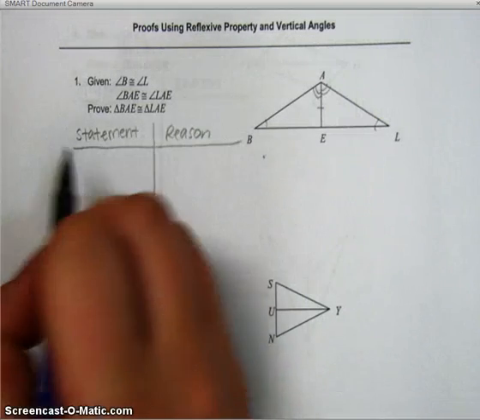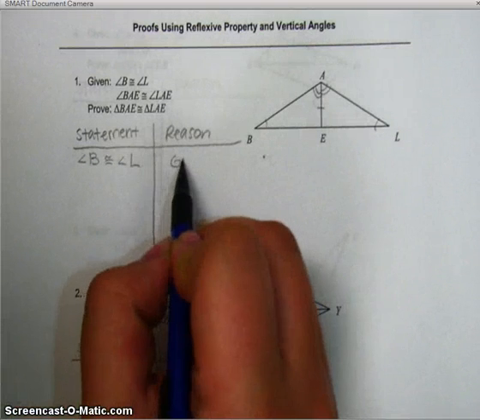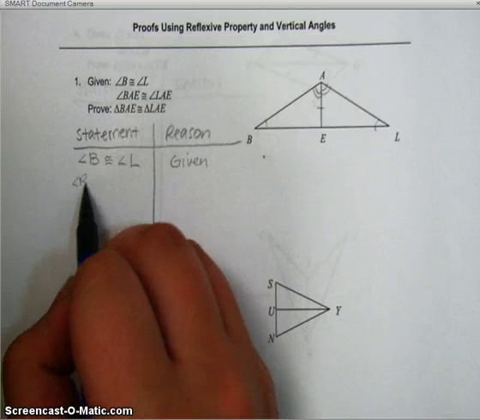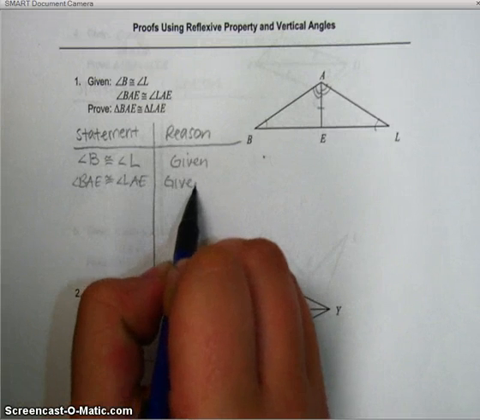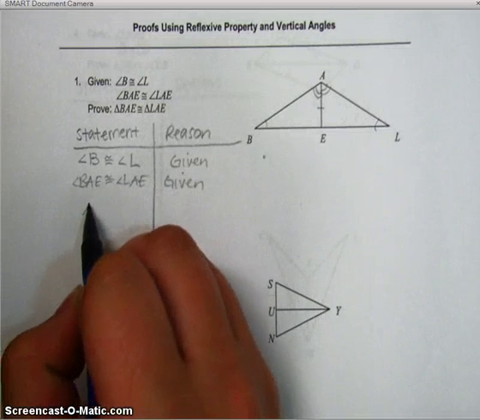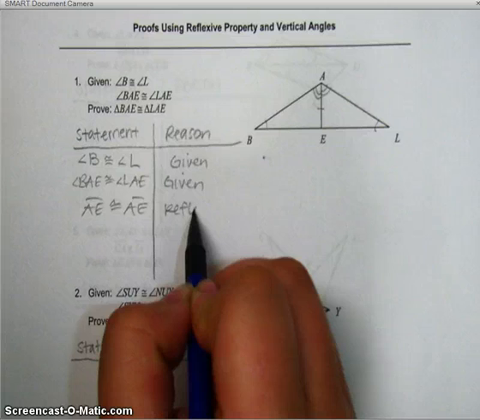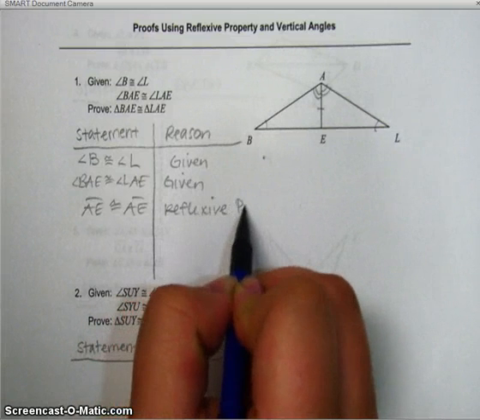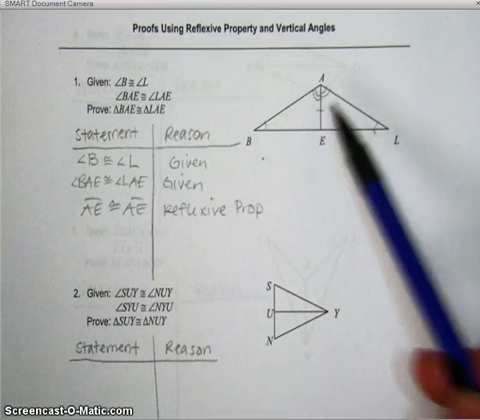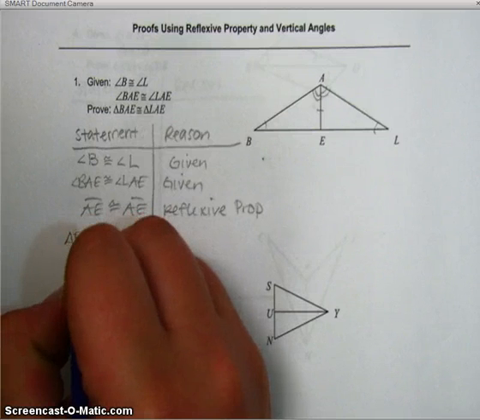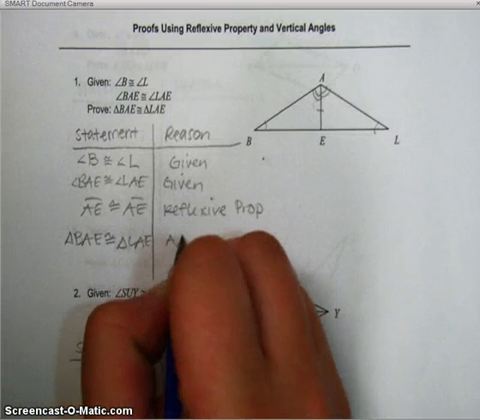So this one's pretty simple. We're just going to write what we're given. So angle B is congruent to angle L. Angle BAE is congruent to angle LAE. And then we know AE is congruent to itself by the reflexive property. So now we look at our triangle, and we have an angle, angle, side. So we know that triangle BAE is congruent to triangle LAE by angle, angle, side.